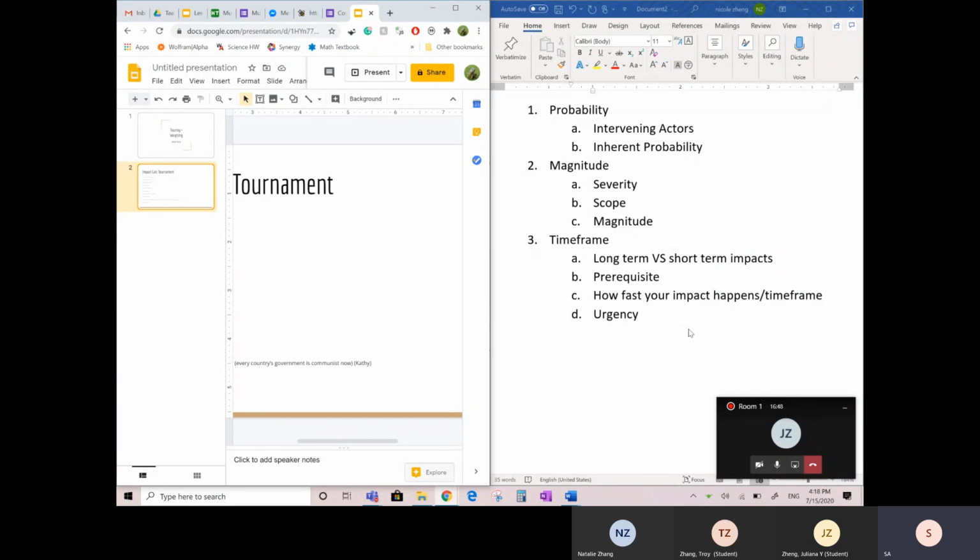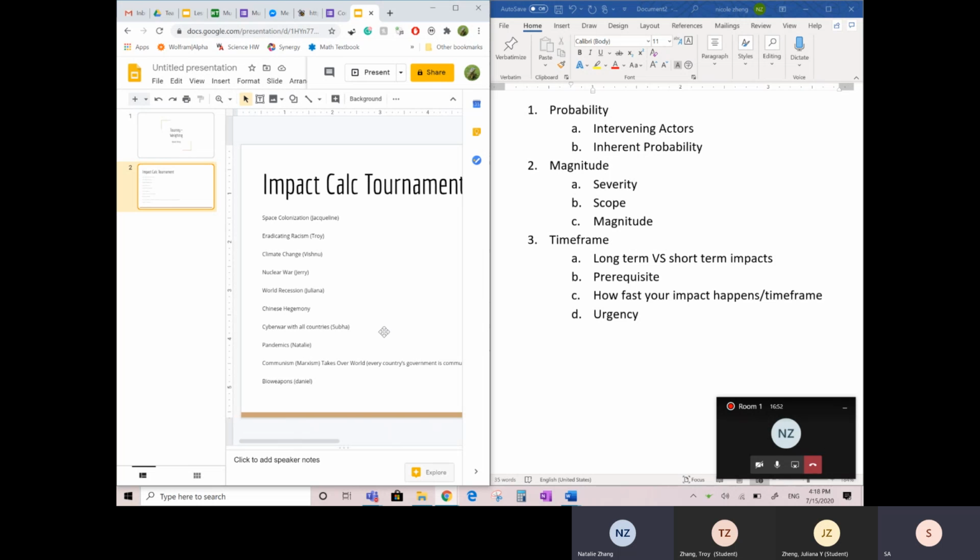Natalie, which impact did you have again? Pandemics. Okay, so pandemics, Natalie, and Juliana has world recession, right? So let's talk about how you guys could weigh against something else from the second speakers. Okay, so let's do Juliana first. So let's do world recession. So Juliana, which one do you want to compare your impact to?